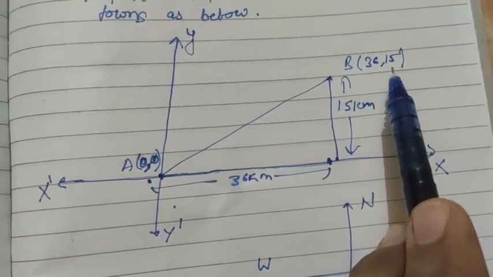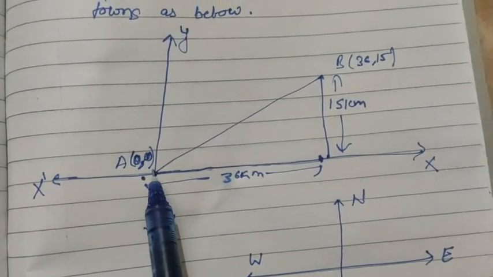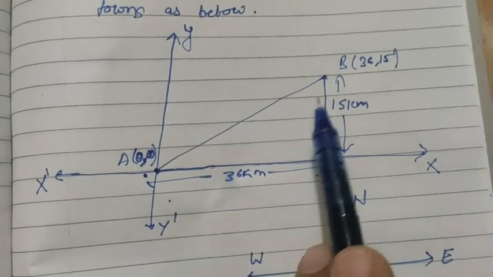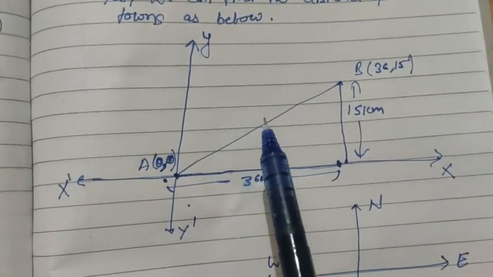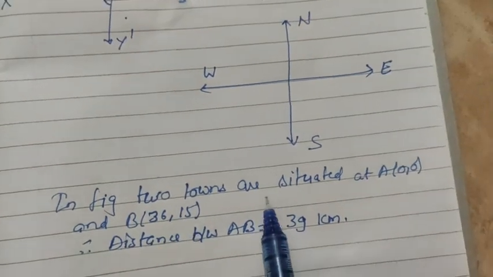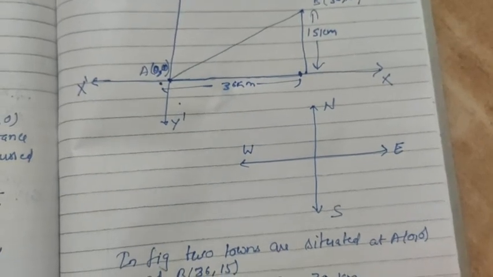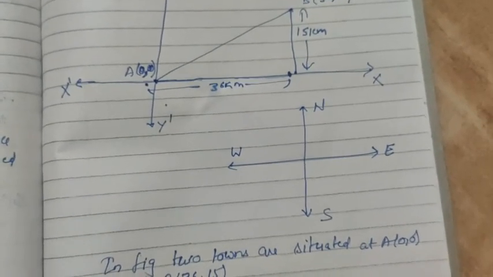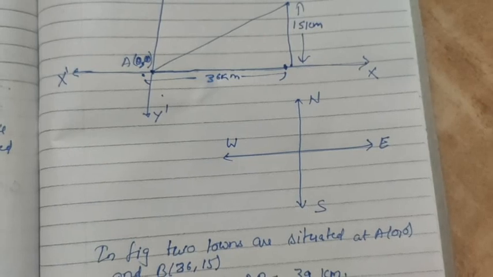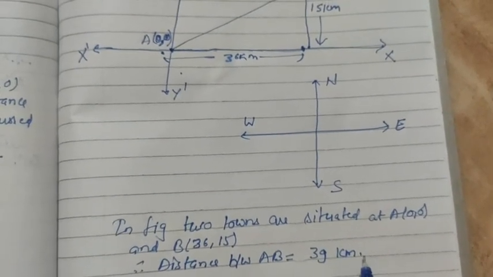So now the coordinates of B are (36, 15) and the coordinates of A are (0, 0). We can find the distance between the two towns A and B, which we have already found, that is 39 km. So thus we can say if in the figure two towns are situated at A (0, 0) and B (36, 15), the distance between the two towns A and B is 39 km. This is all about question number 2.